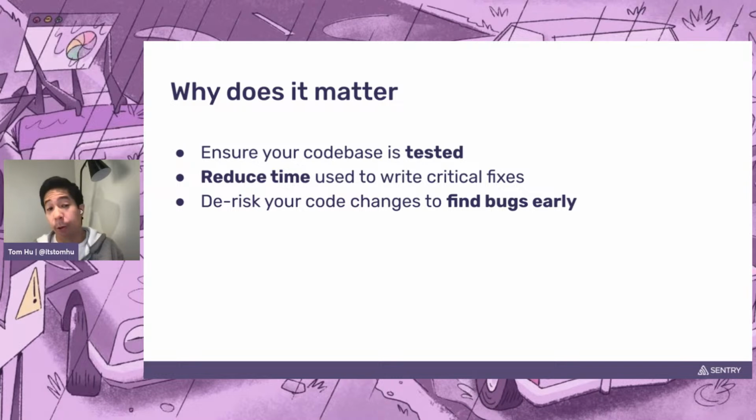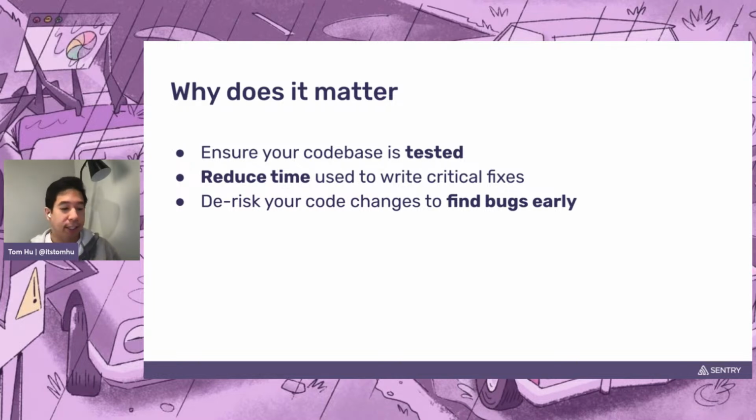The second one is a little more nuanced, and it's that it really helps reduce the time that you use to write critical fixes. What that means is that if you're able to find a bug before it hits production, then you don't have to spend time after it hits production finding where the bug is and trying to fix it. Code coverage at least helps to point out that you haven't tested a particular line of code that may be critical to your product.